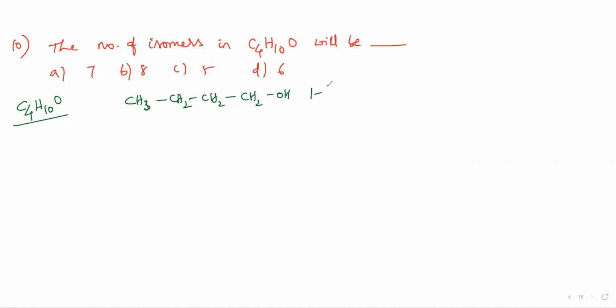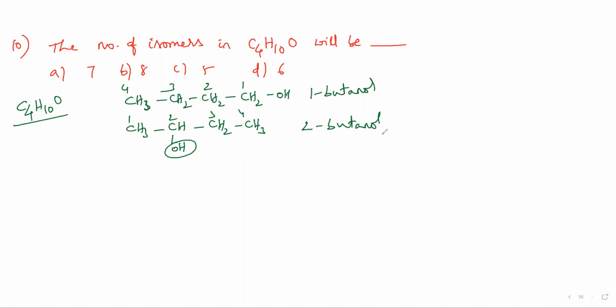This is 1-butanol. Next, CH3, CH, OH. This is 2-butanol because OH is present on the first carbon in the first case, here 1, 2, 3, 4, and in this case it is presented on the second carbon. Next, CH3, C, CH3, CH3, OH. 1, 2, 3. 2-methyl-2-propanol.